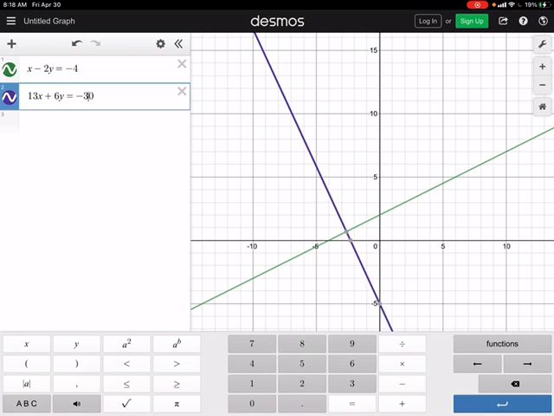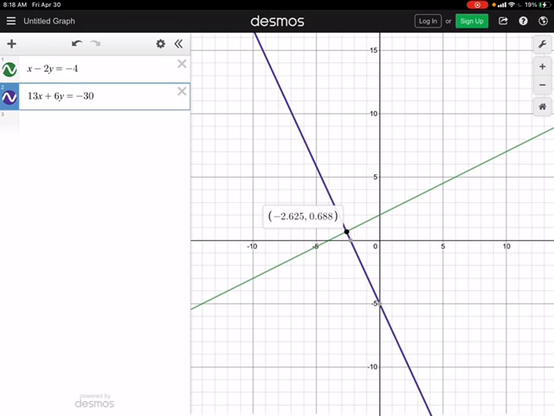So the solution is where they intersect right here. I'm going to write that down. Negative 2.625 is my x, and my y is 0.688, and that is the exact solution to this system of equations.